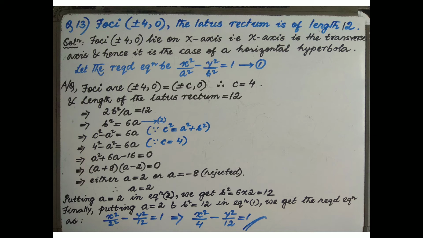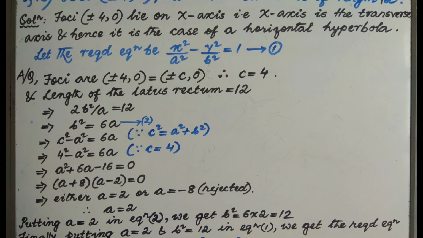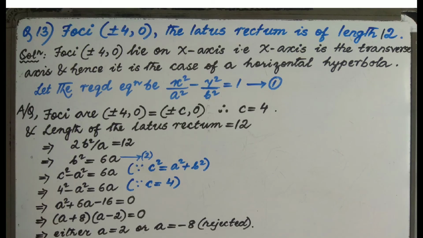Next, number 13. In question number 13 also, what are the conditions given to us? Foci plus minus 4, 0. Length of the latus rectum is given to us as 12 units. We are asked also here to find out the equation of the hyperbola. So, let us identify the type of hyperbola. First, foci. If you look at the foci, where does the foci lie? On the x-axis. So, it is understood it will be a horizontal hyperbola.